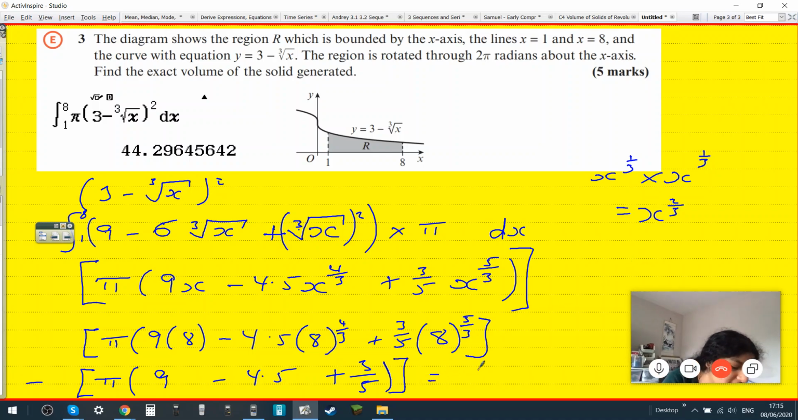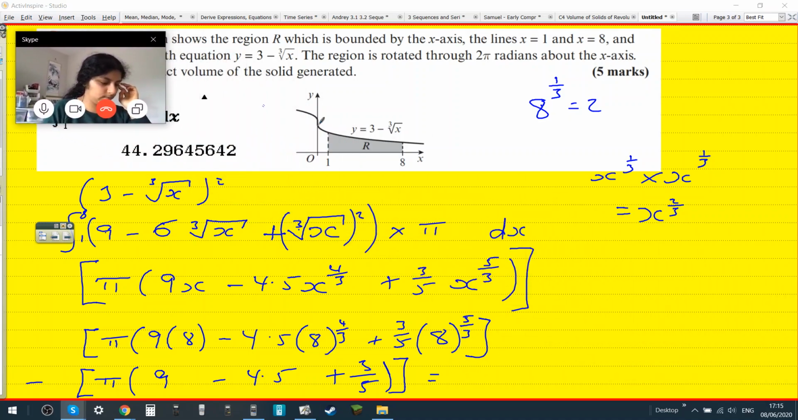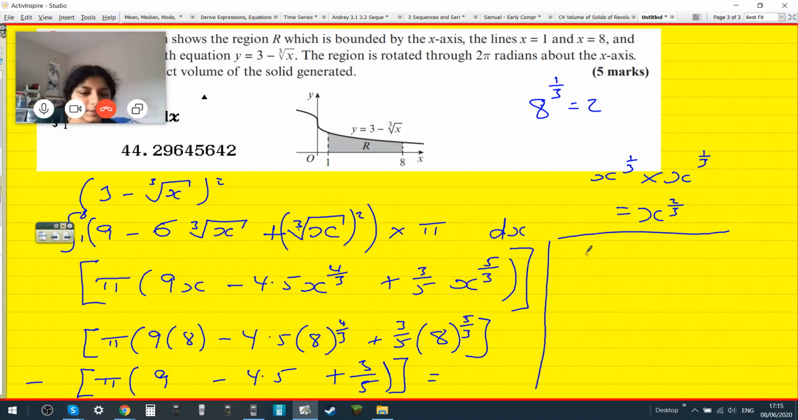I'm putting it into my calculator. Oh, but that won't work, I just realized. Why won't it work? Because it doesn't give you an exact answer. I think it will. What is 8 to the power of a third? 2. Yeah. And so 8 to the 4/3 would be 2 to the power 4. So 72 minus 72 plus 8 to the... So the first bracket is just 19.2 pi.